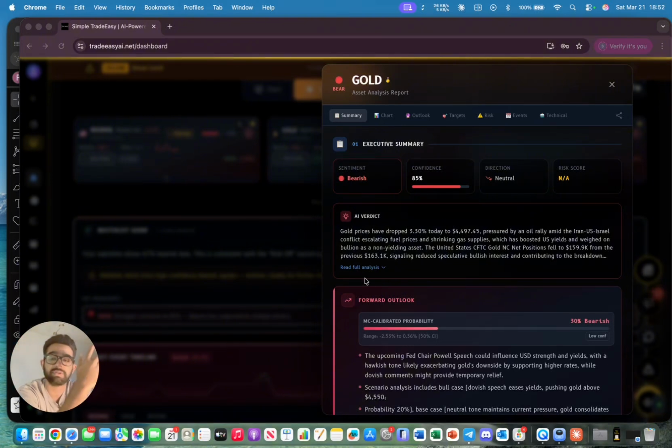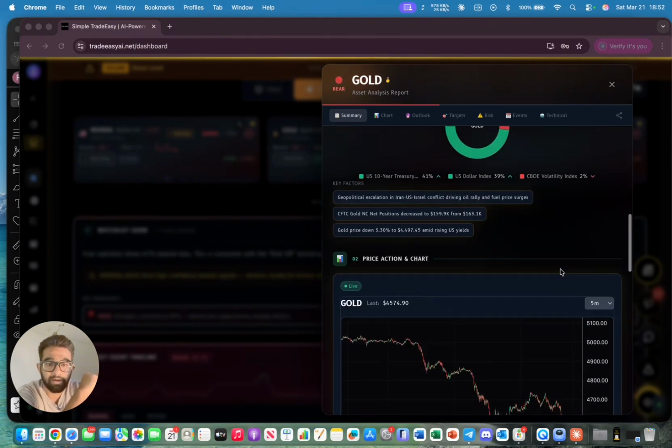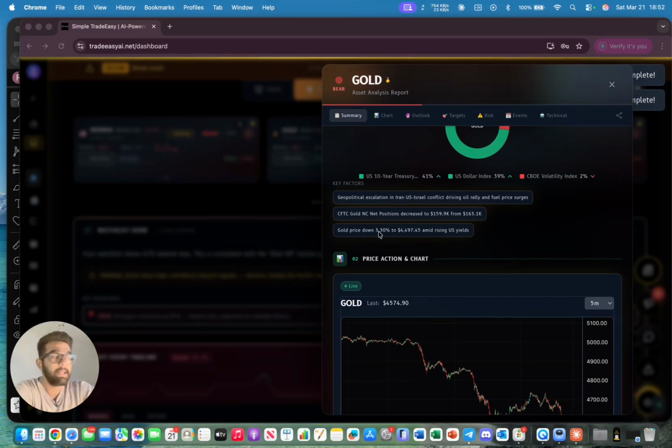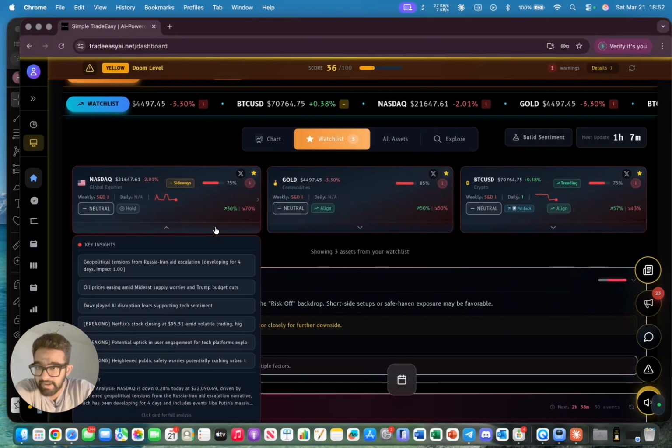What is actually driving gold right now? If you check on this, we will see that currently geopolitical tensions are, of course, going to be driving gold. CFTC gold net positions decreased, as you can see, and in general gold prices have been down. In terms of what exactly has been driving gold, we need to understand the current tensions with Iran, Israel, all of that, right?